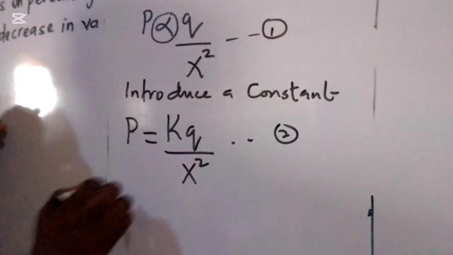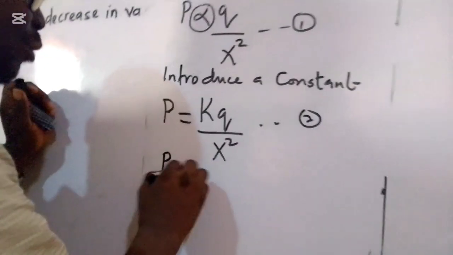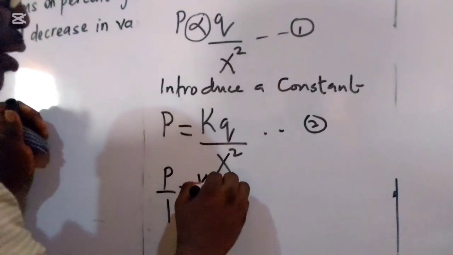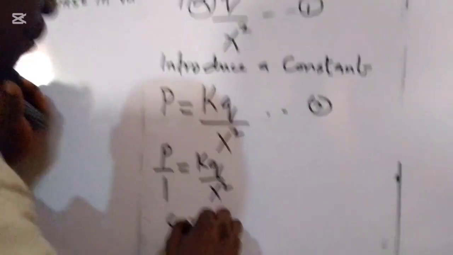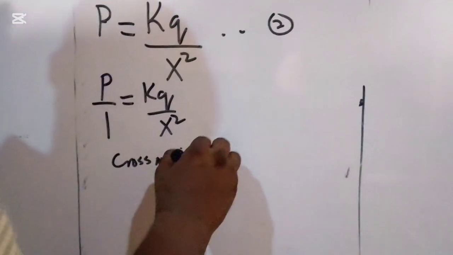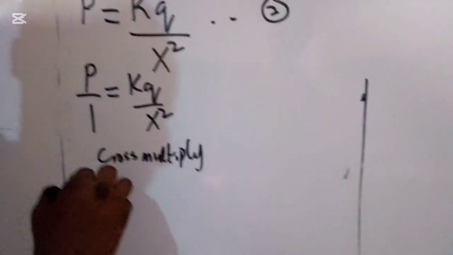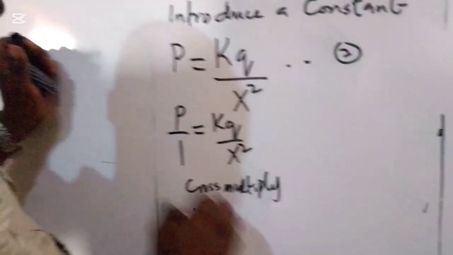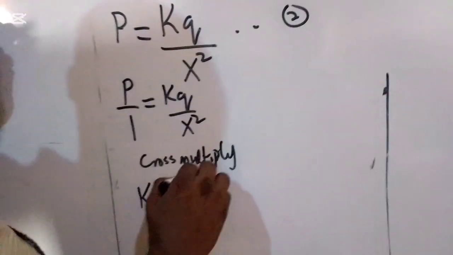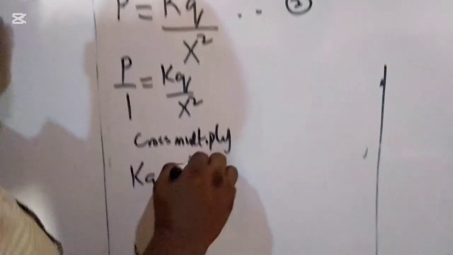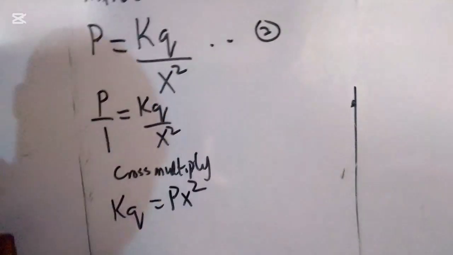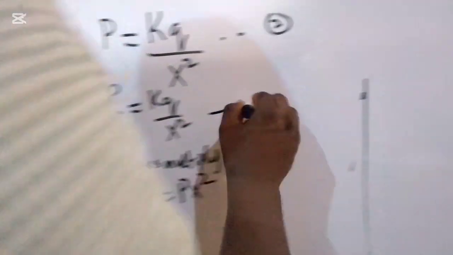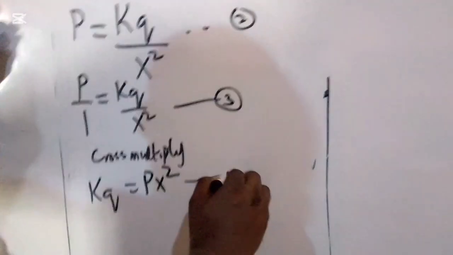From equation 2, I can cross multiply. I can replicate first. Replicate means making both sides look like fractions. KQ all over x squared. So I cross multiply. When I cross multiply, KQ times 1 will remain KQ, and this one is P x squared. So to make the constant the subject of the formula, this becomes equation 3, and this becomes my equation 4.